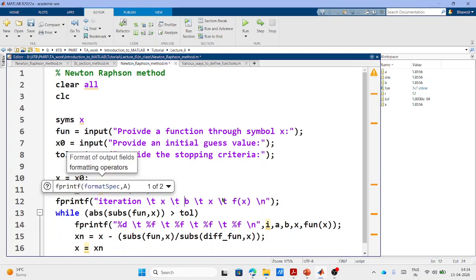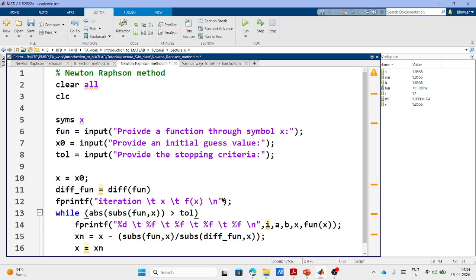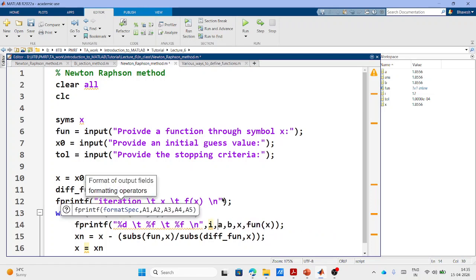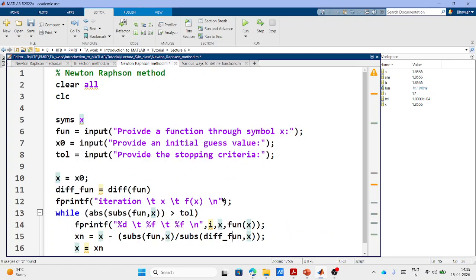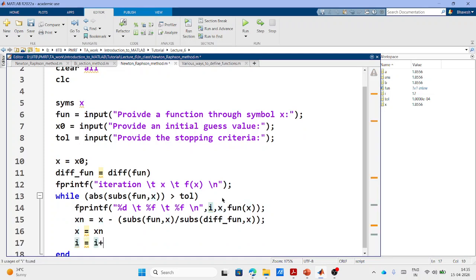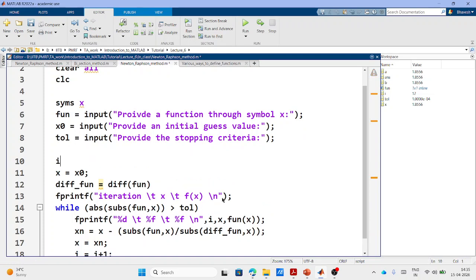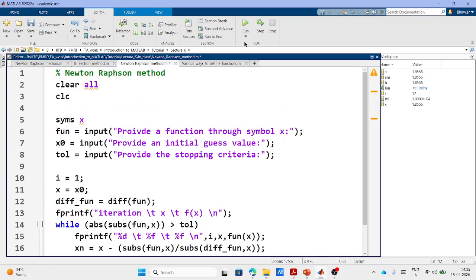Value of x, value of function at x, then new line, right? Percentage t, value of f, value of fx. I, my value of x function, I is equal to I plus 1, I is equal to 1. Okay. So this is how we start, and let's see.